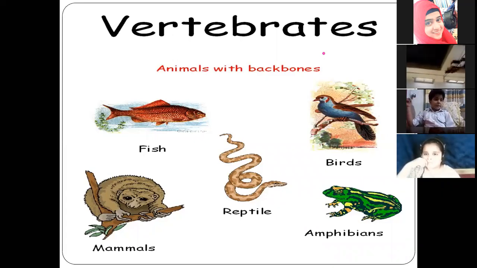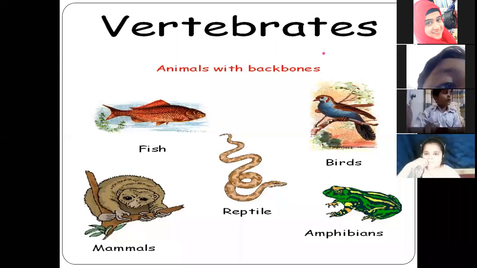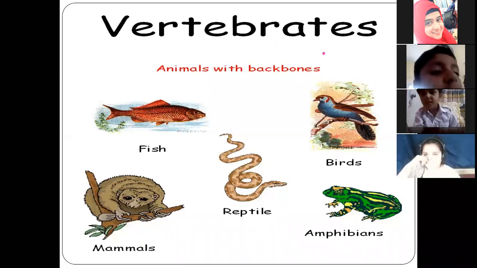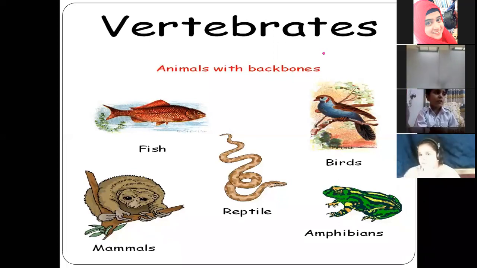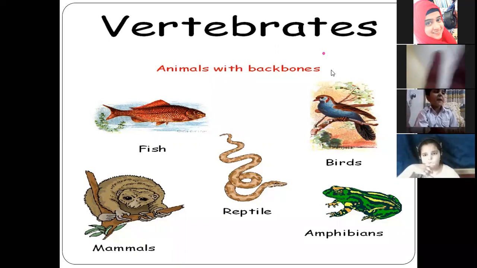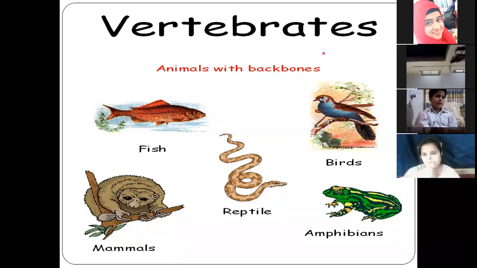Beta, cockroach is a non-vertebrate. It is having an exoskeleton. It is not having an endoskeleton and no backbone as well. Cockroach is not having a backbone. Its outer body is having a skeleton, that is called exoskeleton. Okay, now you can mute your mic back. Thank you, Abdullah Fazil.